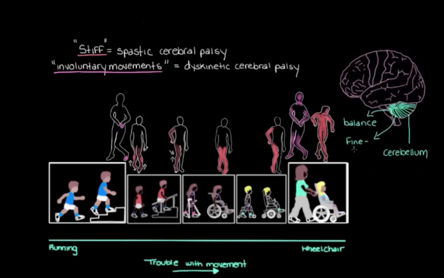So if the cerebellum, our balance center, is damaged or impaired or affected in someone with cerebral palsy, what we end up seeing are unsteady, shaky movements. So we can put shaky down here as our last type of cerebral palsy. And the formal name for this type of cerebral palsy is ataxic cerebral palsy. A meaning without, and taxic meaning order, so without order.